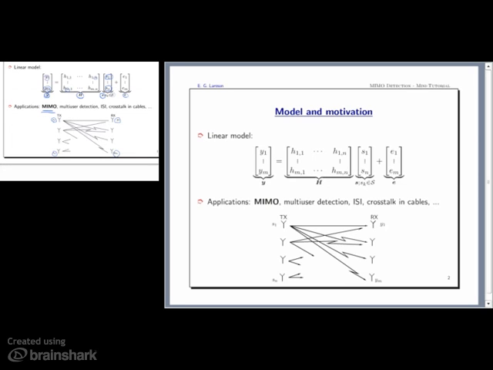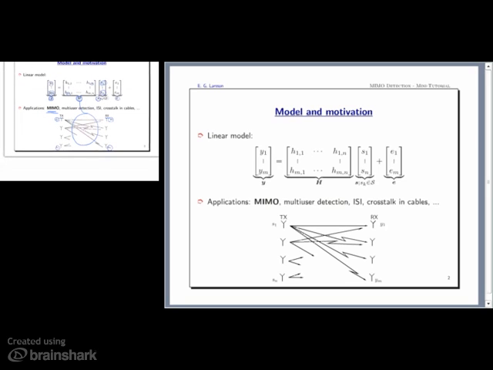And the channel matrix H then describes the channel gain between each possible pair of a transmitter antenna and a receiver antenna. The same model is also useful to describe channels that introduce intersymbol interference. The same model can be used to model crosstalk in cables and also some other situations.